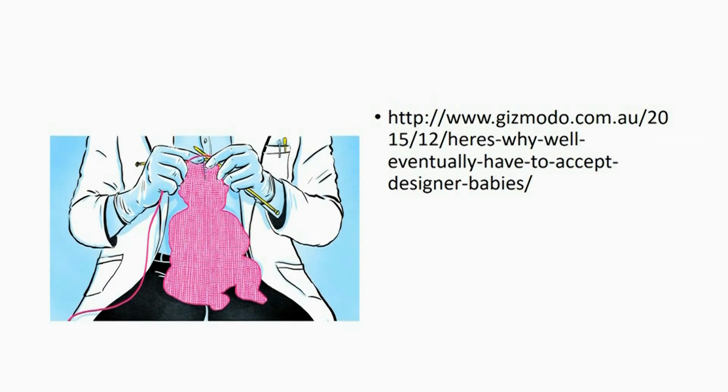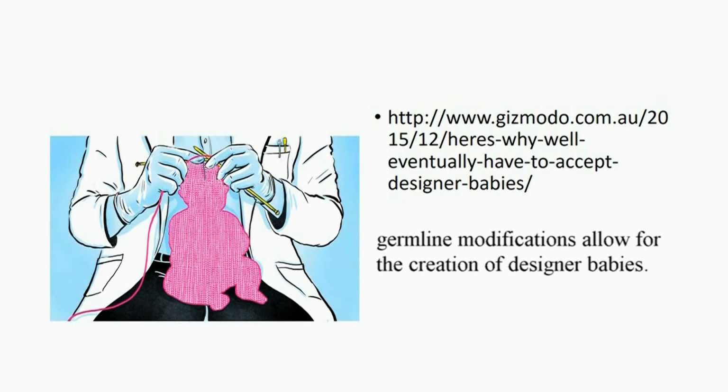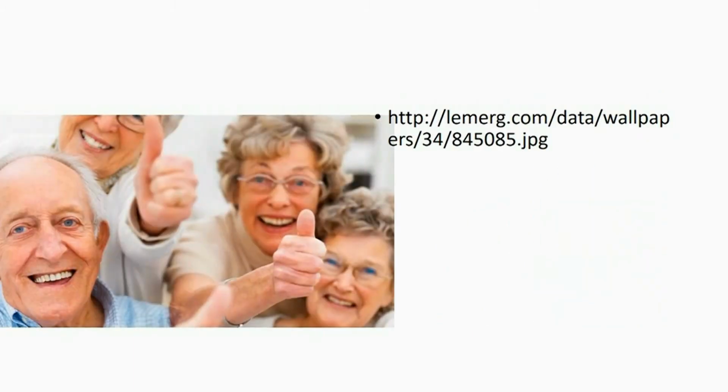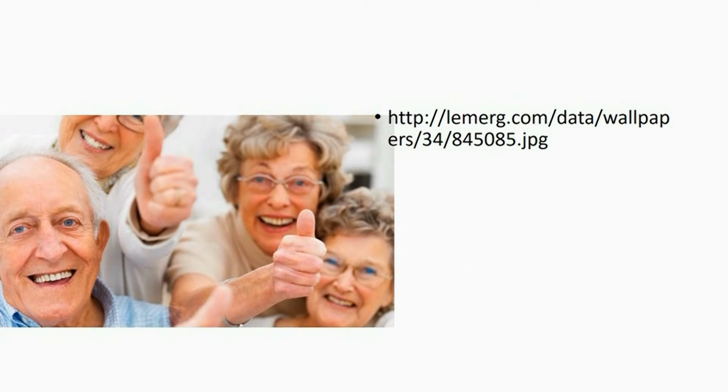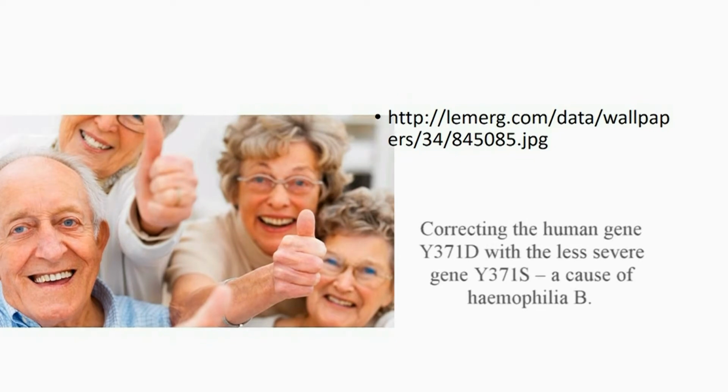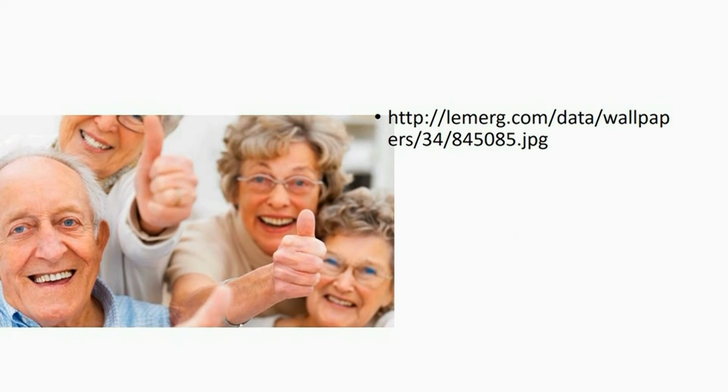The applications that come with CRISPR are enormous, one of the most desirable being the genesis of designer babies for aesthetics and health benefits. Hooray! One of the major goals is using CRISPR to eliminate hereditary diseases from germlines. There have been several occurrences where it is shown this may be possible. Examples of these studies are the correction of hemostasis by correcting the human gene Y371D with the less severe gene Y371S, a cause of haemophilia B.